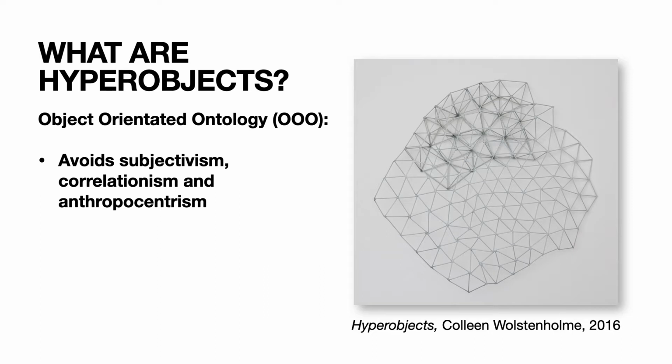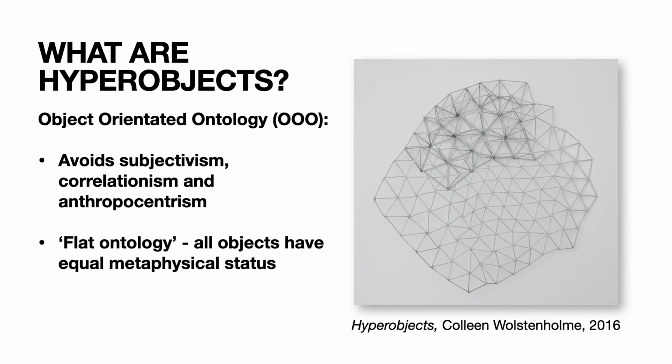OOO is sometimes referred to as a flat ontology, in that it levels all objects with the same metaphysical status, including humans. As Morton says, they are as important, ontologically speaking, as a styrofoam cup.